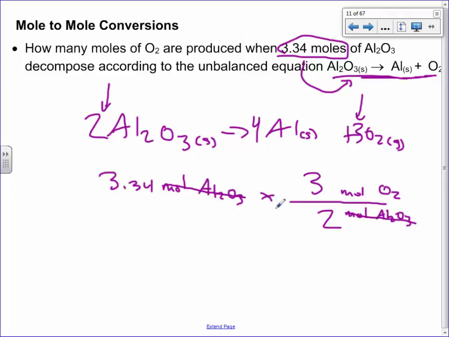Does that make sense? So I just need a calculator now. 3.34 times 3 over 2 means that I would expect 5.01 moles of oxygen.